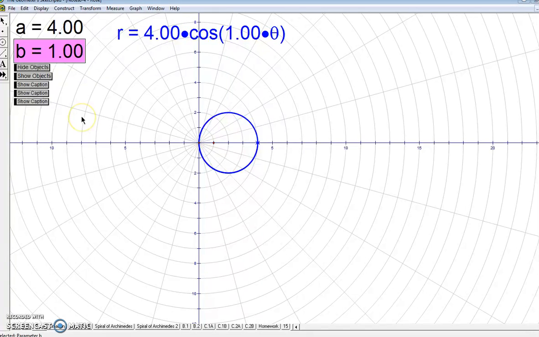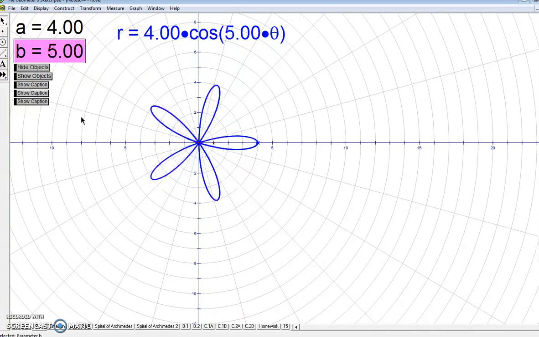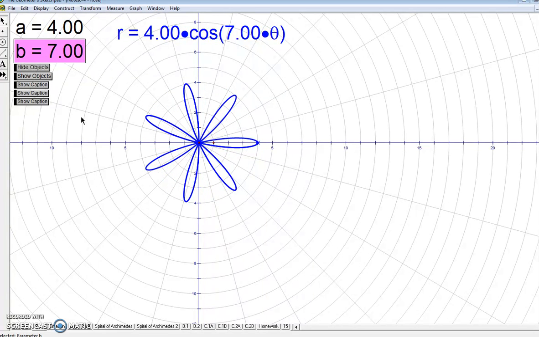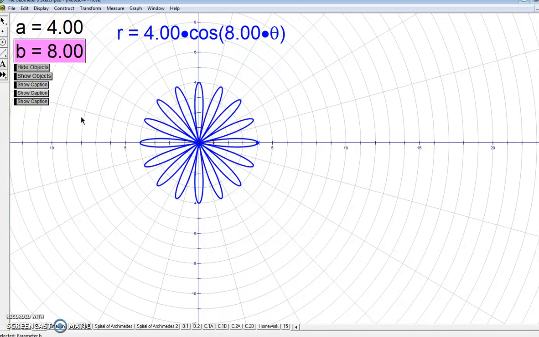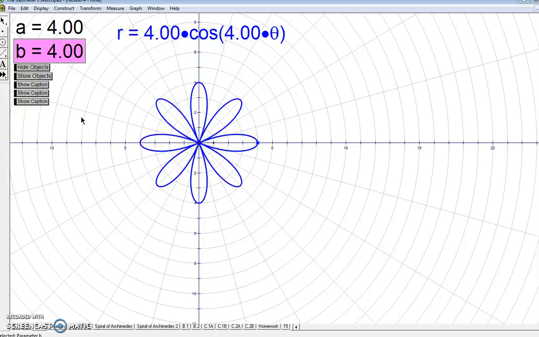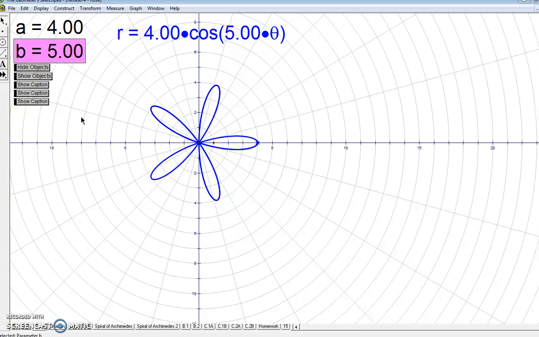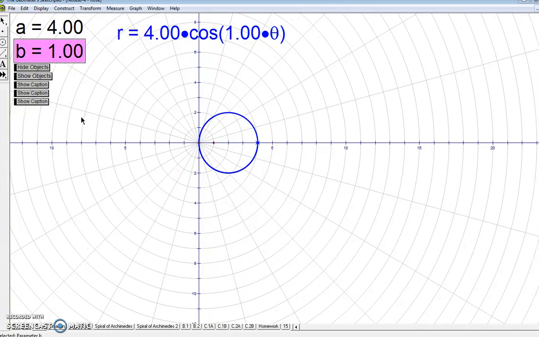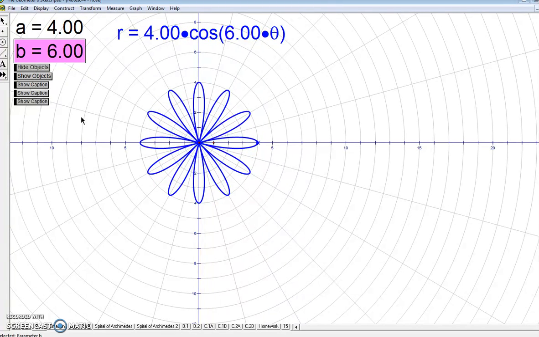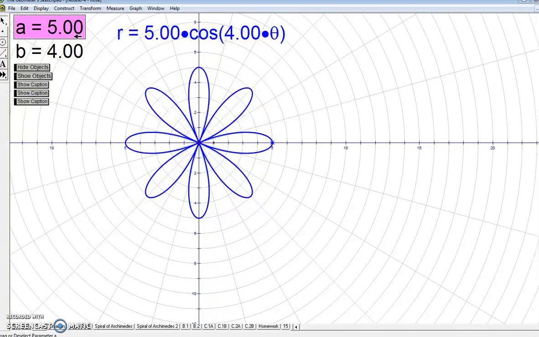I want you to notice what's going to happen when I change the b value. We're going to look for some patterns. Here b is 2, 3, 4, 5, 6, 7, 8. What you're noticing is for the even ones, if we count them, when b is 2 we have 4 petals. When it's 4, there are 8 petals. When it's 6, there are 12 petals. But when it's an odd value, like 5, or 3, or 1, the number of petals equals b. We could also talk about the a value. It's just controlling the length of the petals.